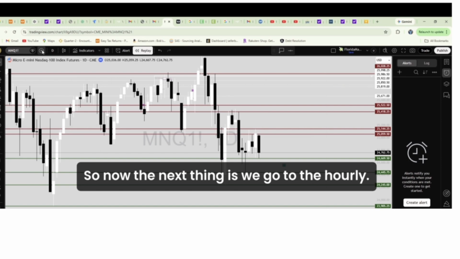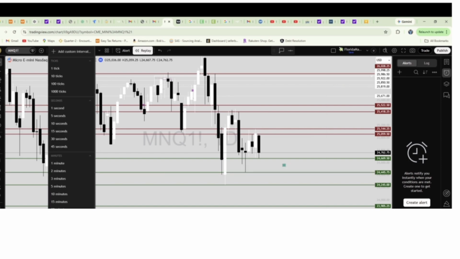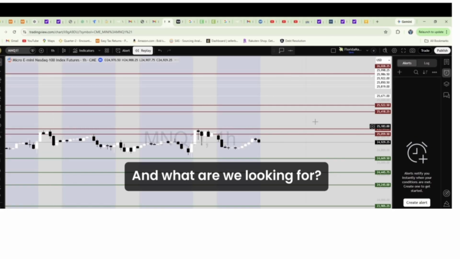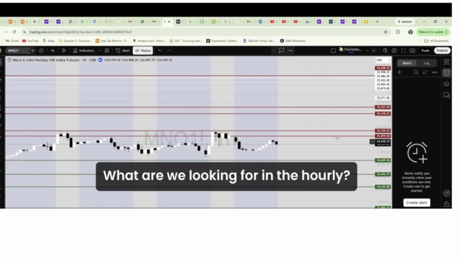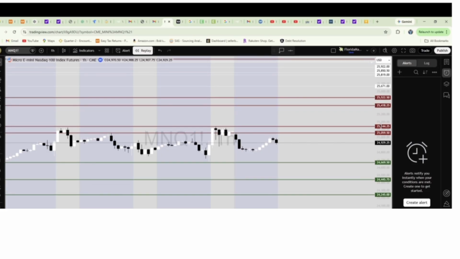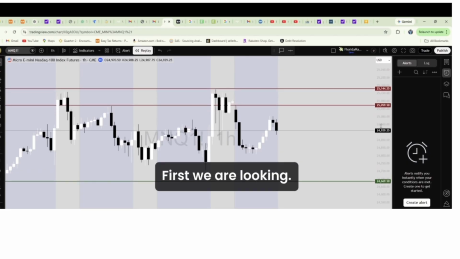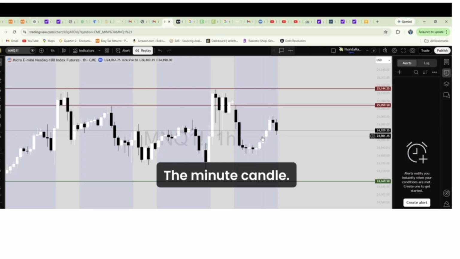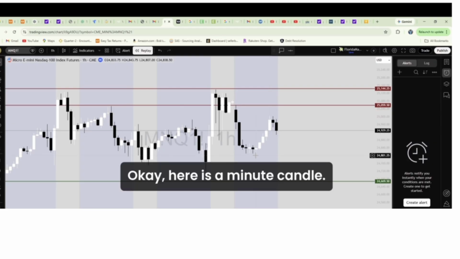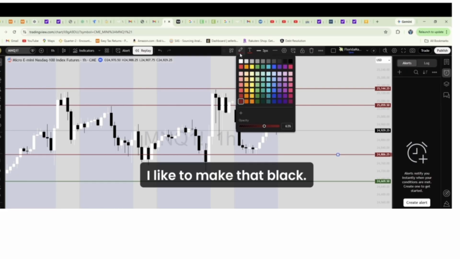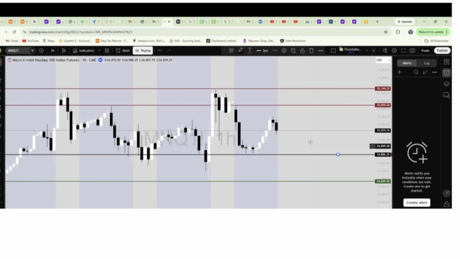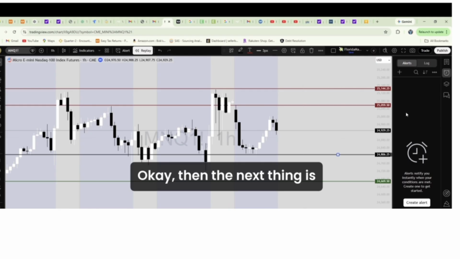So now the next thing is we go to the hourly. And what are we looking for in the hourly? First, we are looking for the midnight candle. Okay, here's a midnight candle. I like to make that black. Okay. Then the next thing is we're looking for gaps.